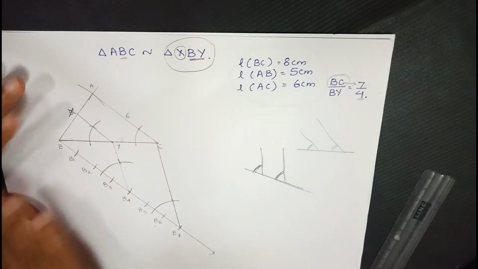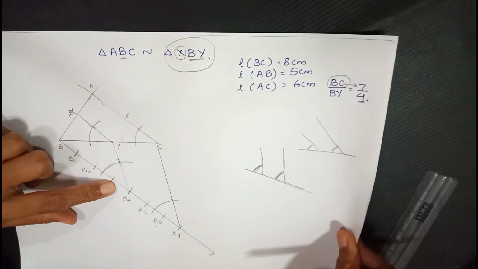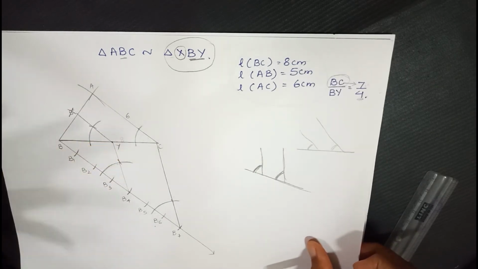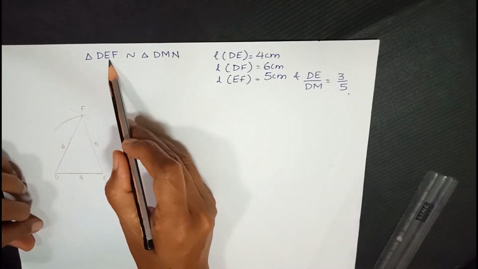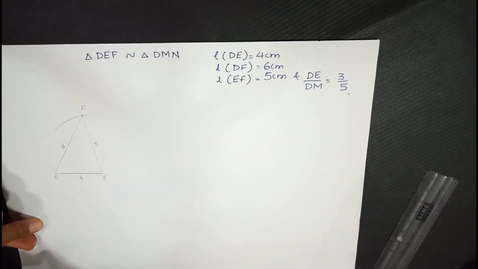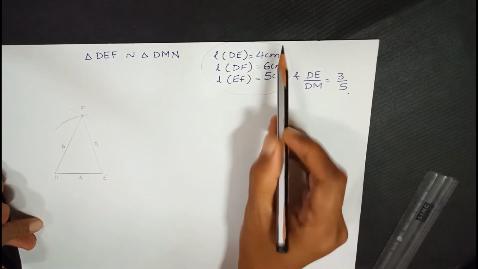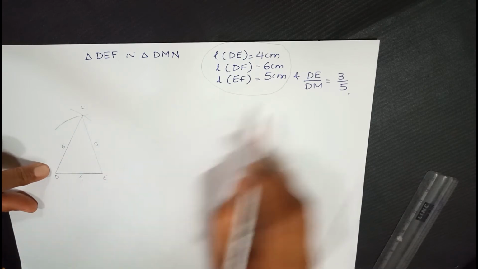Now this was the case when the second triangle was smaller than the first. Let's see a case where the first triangle is smaller and the second triangle is bigger. So let us say we have a case here, triangle DEF is similar to triangle DMN and the 3 sides of the first triangle are given. Using that, I have constructed the first triangle.